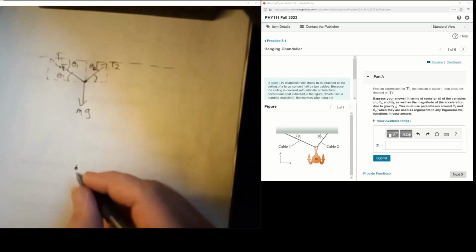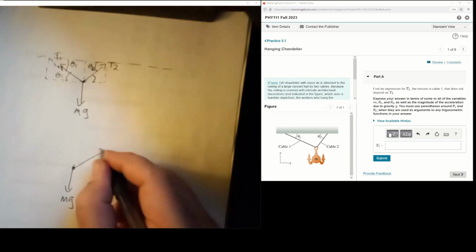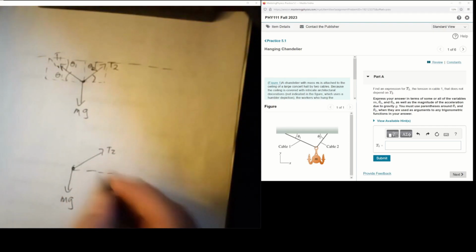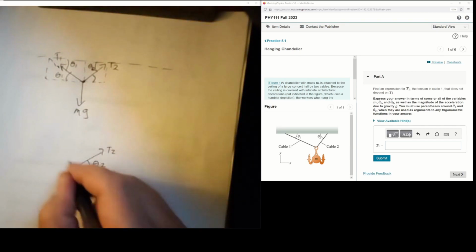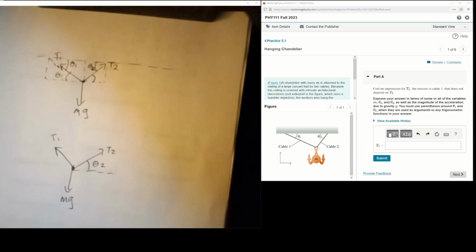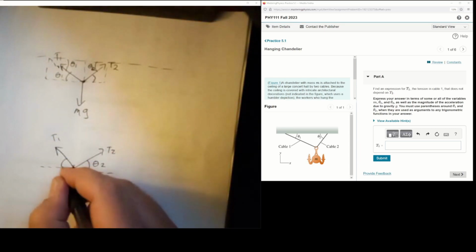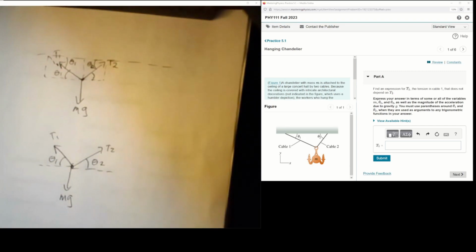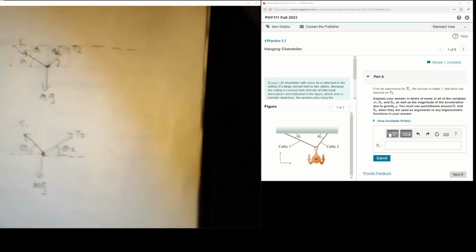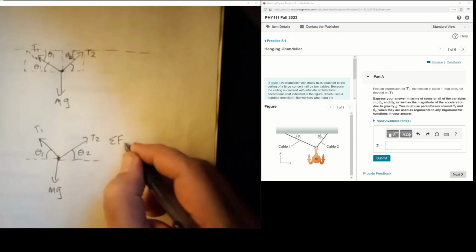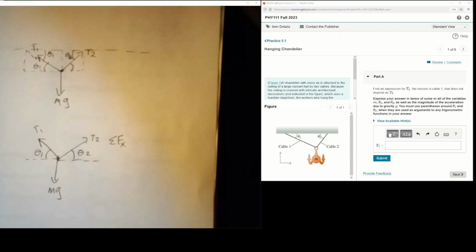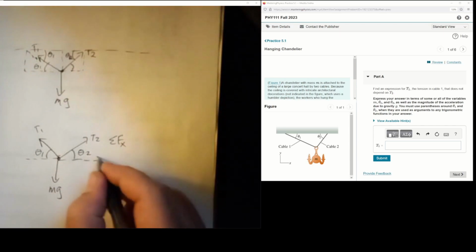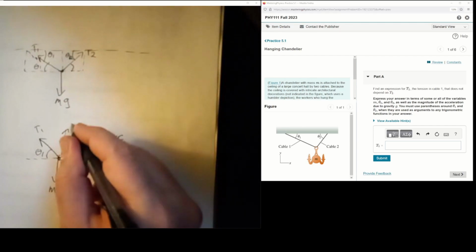Our free body diagram is the weight down, tension 2 going off this way at our angle theta 2, and then our tension going off this way at our angle theta 1. And then we will sum the forces in the x direction. So we're looking for just the components along our x-axis.